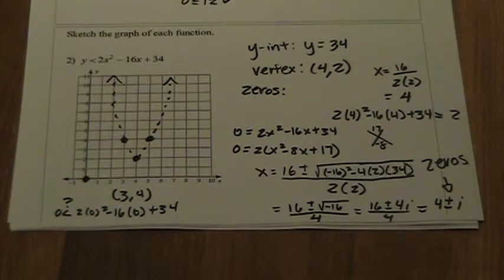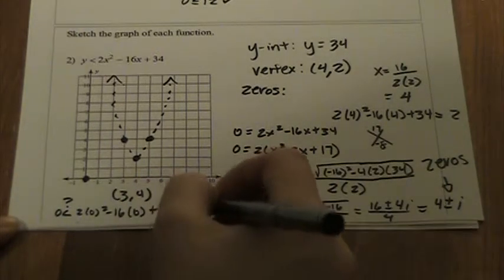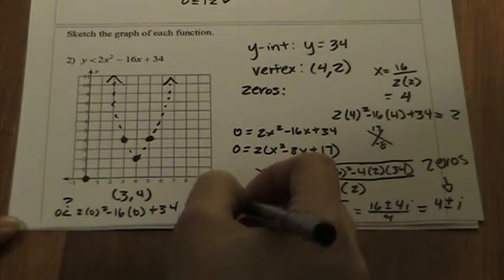We don't know if that's actually a true statement. And so 2 times 0 squared would be 0. 16 times 0 would be 0. So all this simplified to just 34. And 0 is less than 34.